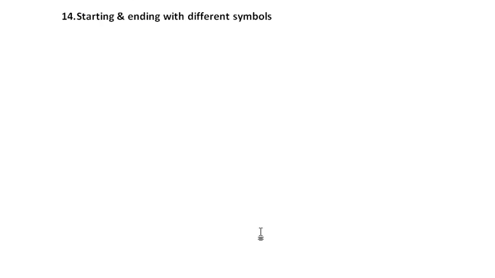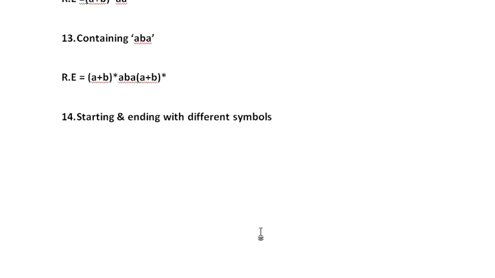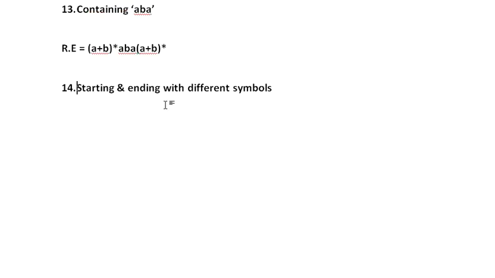Now look into question number 14. This is the last question. It says starting and ending with different symbols. So that means we have to consider either A or B for both. So what will be the regular expression? Let me increase the size so it is visible. Okay, let us say that initially it starts with A.